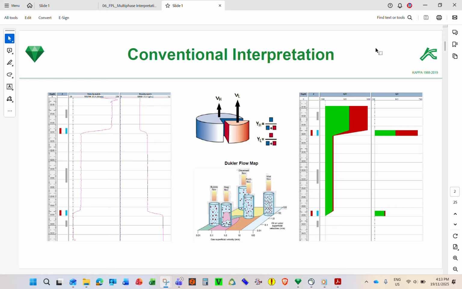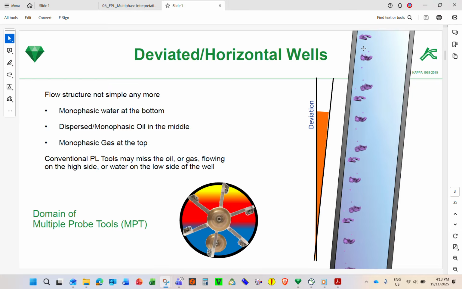In a deviated or horizontal well, for example like this, the flow structure is not simple. You can see here water is blue, oil is red, yellow is gas. If you are in a highly deviated or horizontal well and you run a standard CFS, the continuous spin flow meter, and you have the capacitance of that one, you might miss the light phase or the gas on the top part of the pipe.